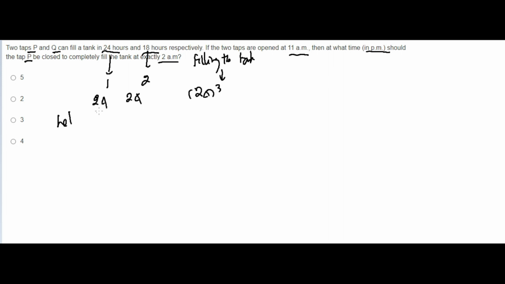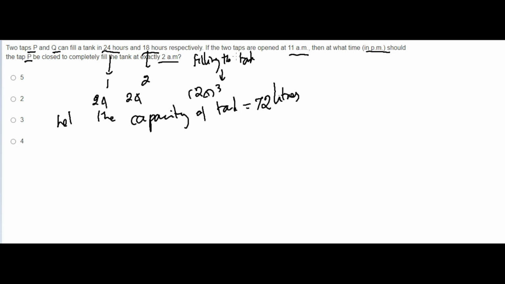Let the capacity of the tank be 72 liters. That you should follow. You can ask me why not take 70 or 90. No, because by considering these three, we have to assume 72.